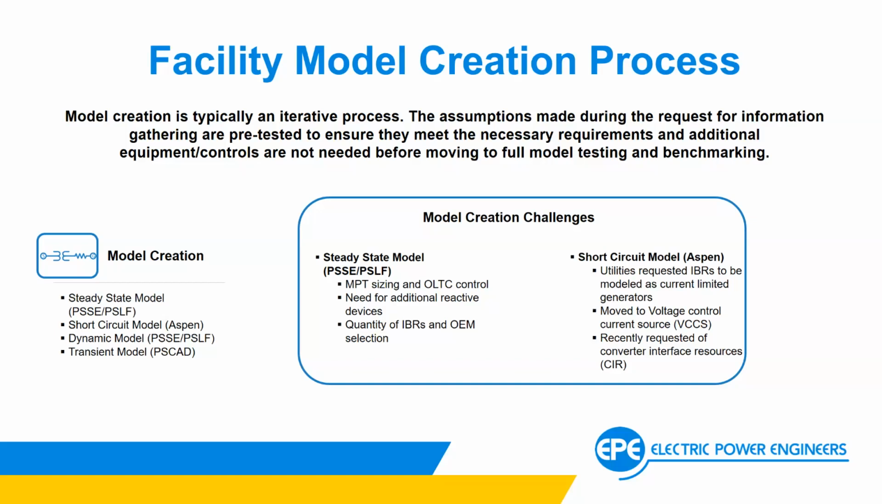So moving into the model creation, I'll start with two of the more basic ones, the steady state and short circuit, albeit they're ones that usually have the least amount of challenges associated with them. They're mostly driven by some of the data that's provided in the request for information stage, and also dependent upon the studies that create, but they could potentially cause some concerns as you start getting into the dynamics and the transient phase. For instance, MPT sizing, OLTC controls, and additional reactive devices are going to play a role in the reactive power capabilities of the site. And the reactive power capability is a key portion of a lot of those quality tests or tests that are being conducted in the benchmarking stage. So if there are incorrect assumptions or things that need to be added, those are going to have an impact later on in your studies.